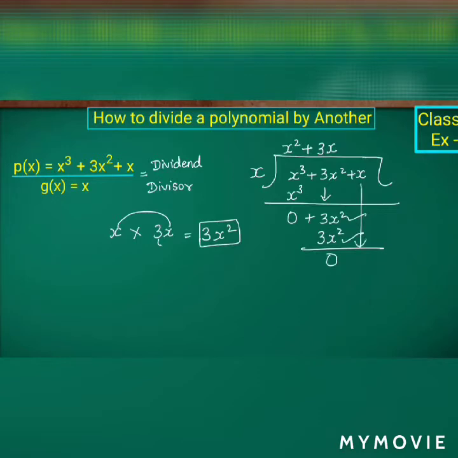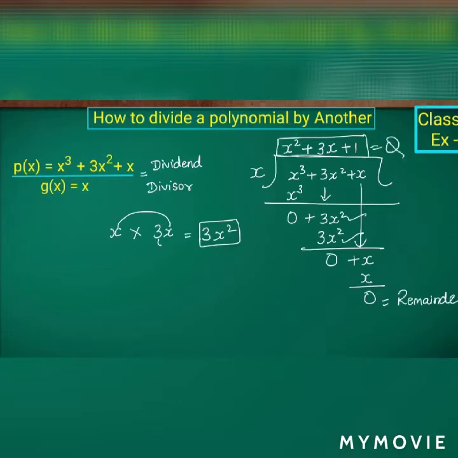The next term, x, I am going to bring down, that is plus x. If you observe, x is already there, so what do I have to take? Plus 1, isn't it? x into 1 is x. The only thing is we have to cancel the terms here. That is how we can find the factors for any given polynomial. So the remainder I got here is 0, and the quotient is x square plus 3x plus 1.